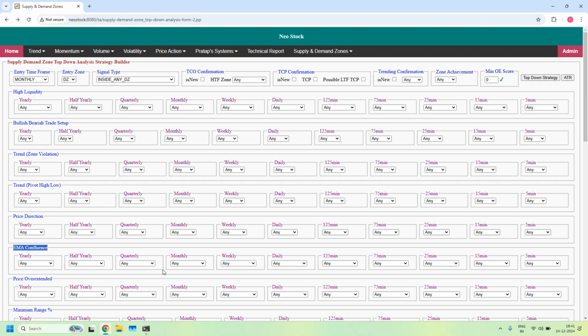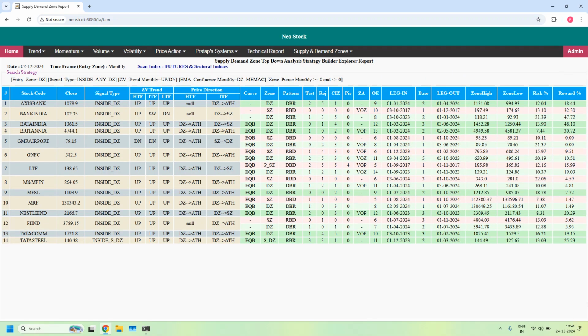So in the EMA Confluence filter at monthly time frame, I am setting the filter monthly demand zone having monthly EMA Confluence. And EMA Confluence is valid only in the trending market, but not in the sideways. That's why in the trend, zone violation trend, at monthly time frame, I am selecting up or down trend, but not sideways. So with these filters, out of 29 stocks, we got 14 stocks filtered. These 14 stocks are having monthly demand zones with monthly EMA Confluence and also price closed inside the monthly demand zones.